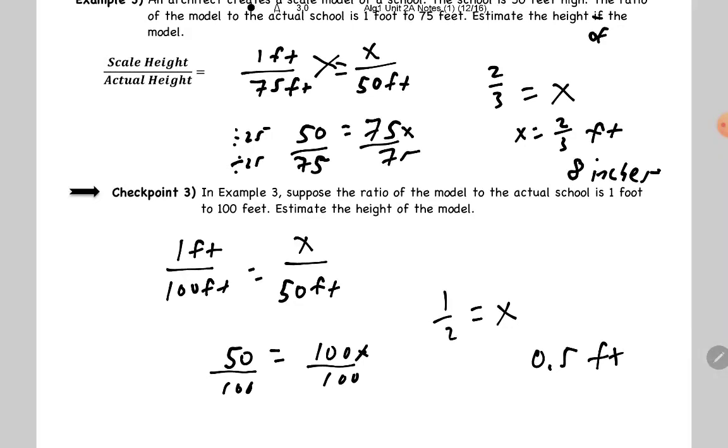Have a good one. So cross products, remember, you can only do this with 2 fractions equaling each other. You just multiply diagonally and then set them equal to each other.